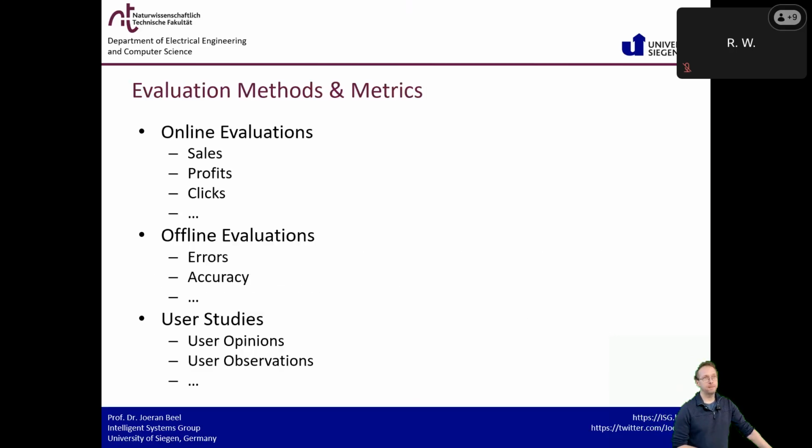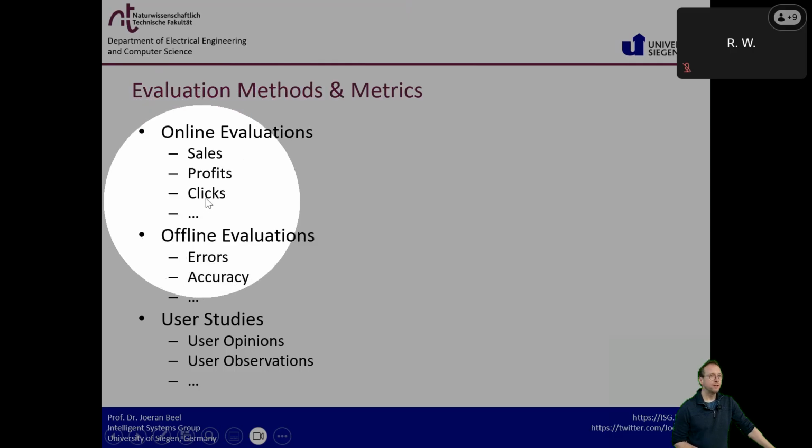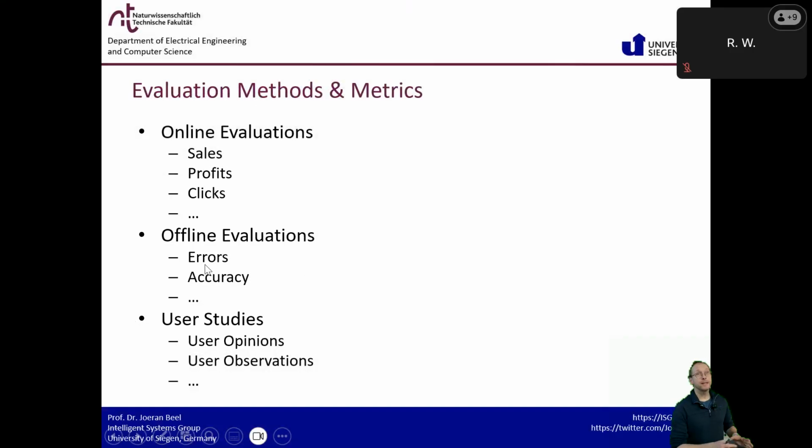There are three basic methods to evaluate machine learning algorithms. Online evaluations, that means you are observing users in a real world system: how much they buy, how your profits are affected by your machine learning algorithm, if the clicks on recommendations increase. Then there are offline evaluations. That's what we talk about all the time here and what you do in the lab sessions. You have your data set, you have your ground truth, you measure errors, you measure accuracy.